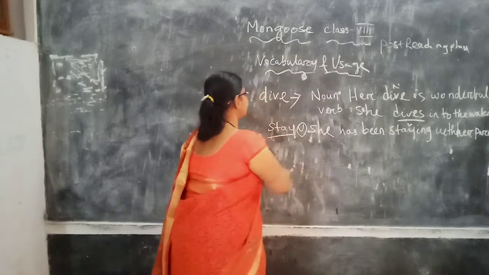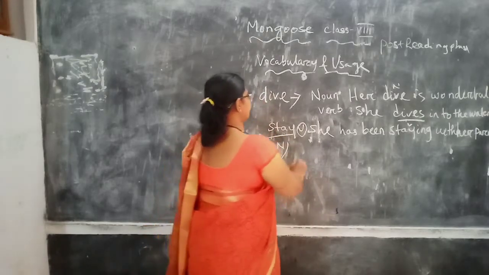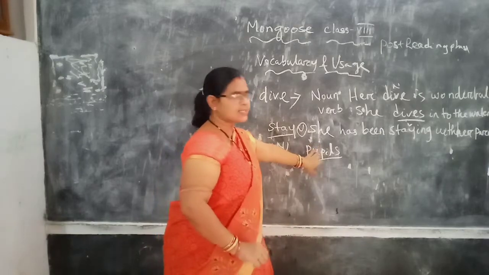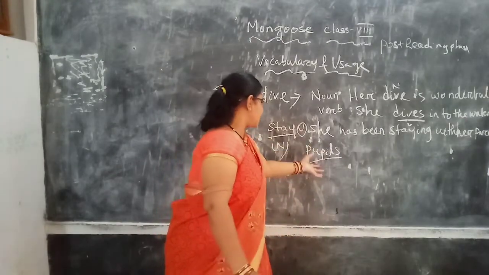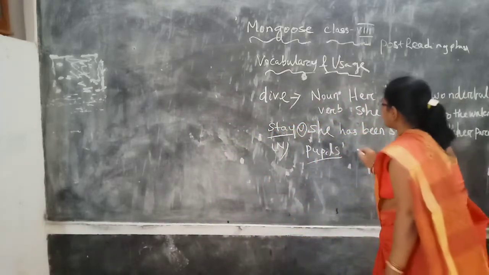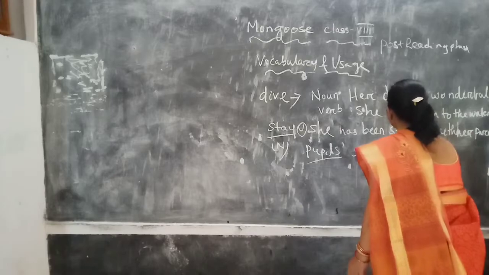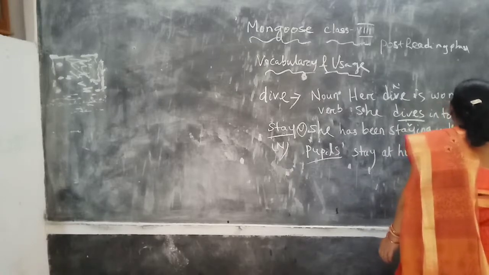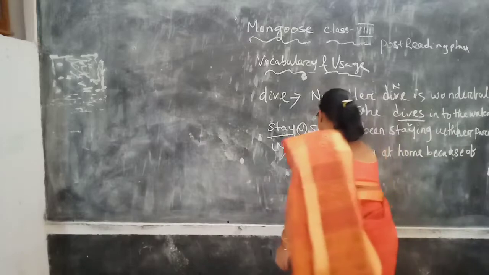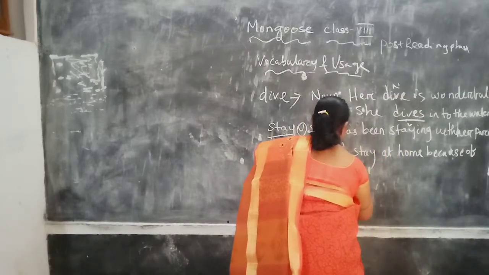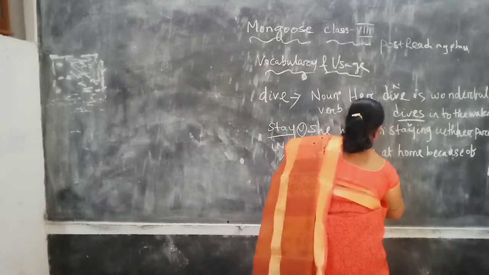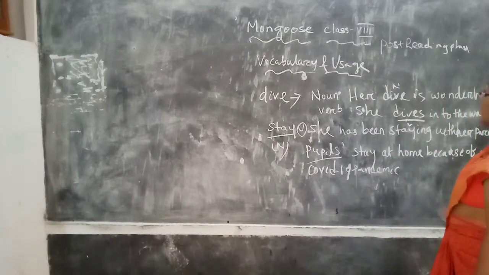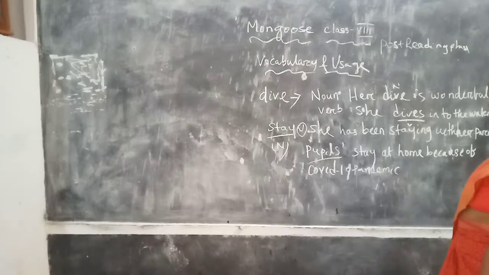But can you make it as a noun? You stay. People stay. Pupils, you all are students or pupils. You know the word pupils, which means students. You all, children, pupils. Stay at home, put an apostrophe here. Stay at home because of COVID-19 pandemic. You know what is a pandemic? Mahamari, you call it in Korea. COVID-19 pandemic. No, your people stay at home.